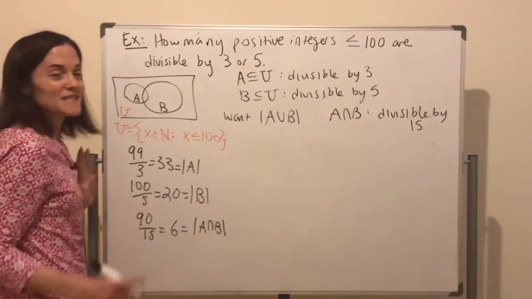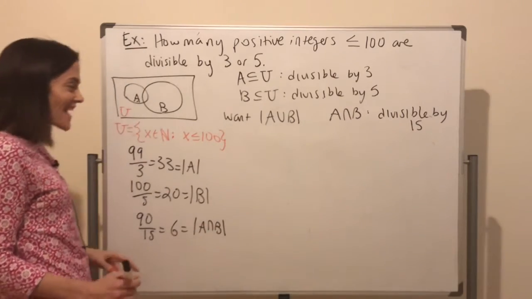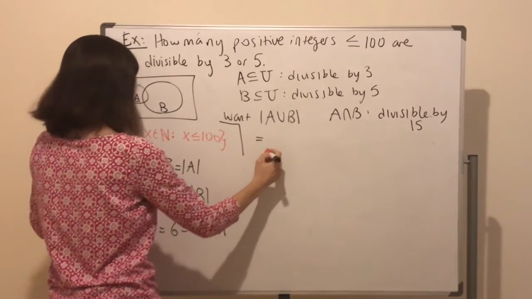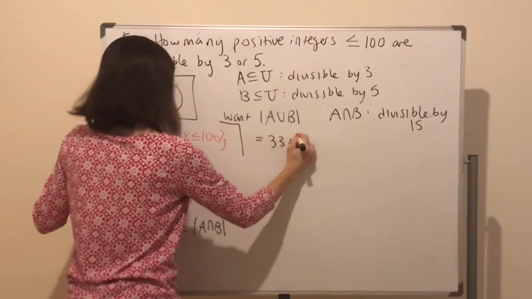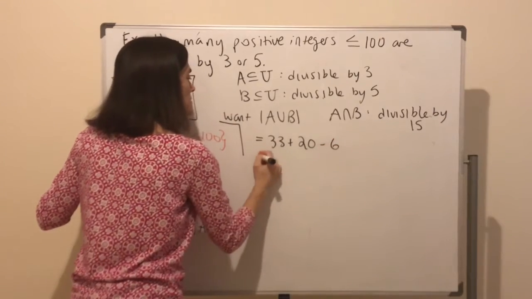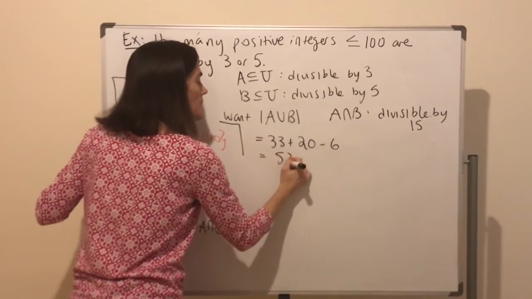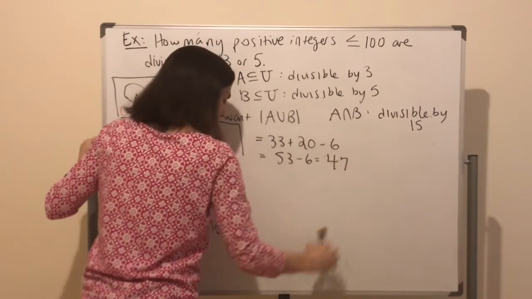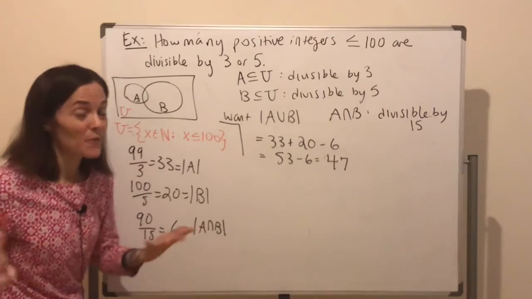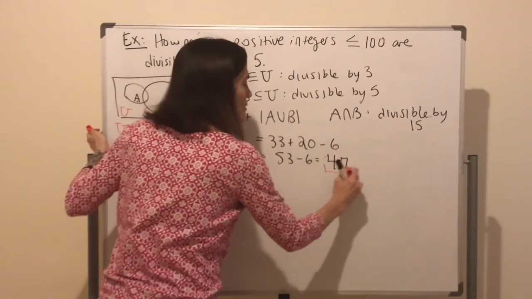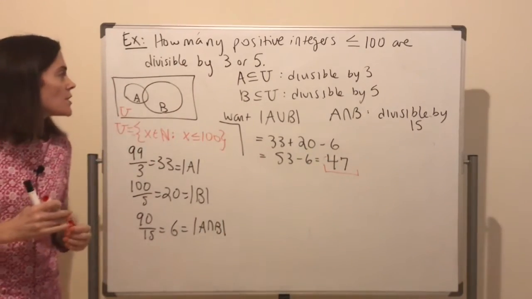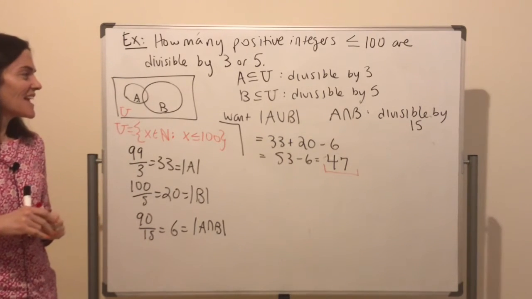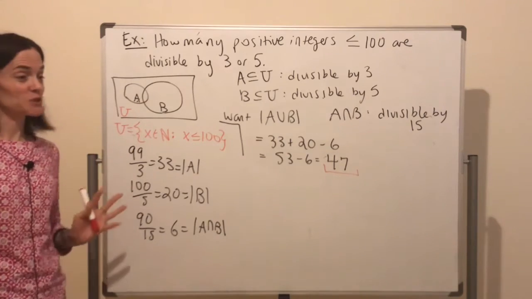And then we use the formula that was down here, and I erased, for the union. This here is 33 plus 20 minus 6, 53 minus 6, we have 47, okay? And this is an example, in fact, that we have seen, you may or may not remember, of using inclusion-exclusion for 2 sets. It's a counting tool, right?